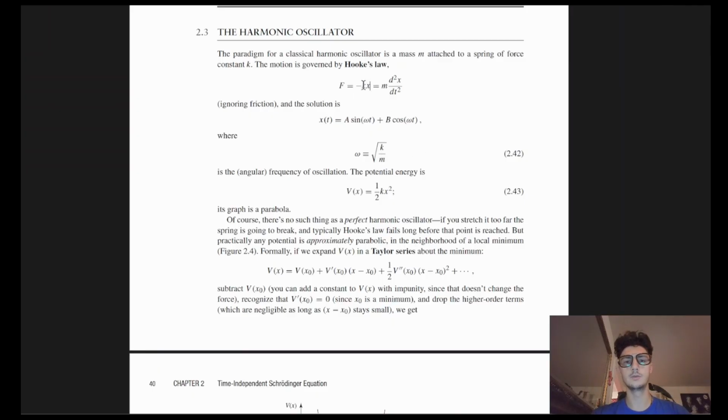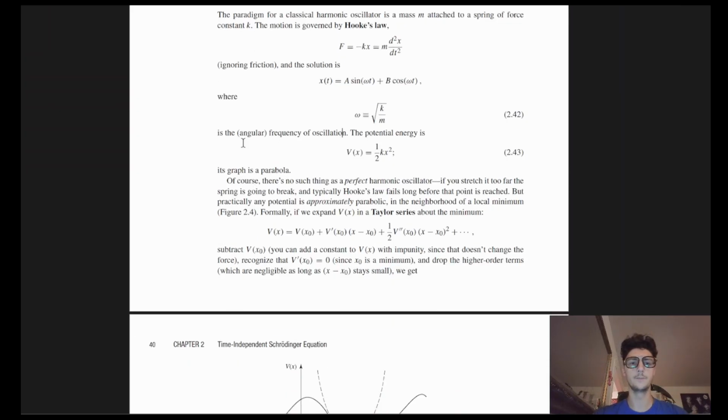Very interesting because we have a differential equation here, very similar to the one we saw with the infinite square well. This gives us the general solution, a summation of sines and cosines, where omega, the frequency, is the spring force constant k over the mass m, square root of all of that, the angular frequency of oscillation. So this is the angular frequency of oscillation. The potential energy is 1/2 kx squared. Nice. So this is the potential that we're going to put in the time-independent Schrodinger equation.